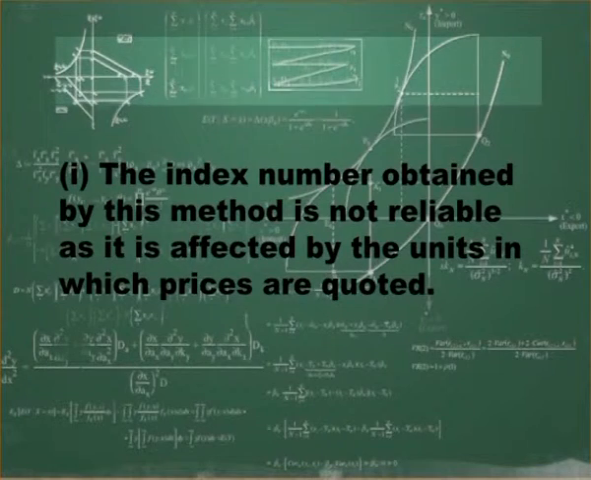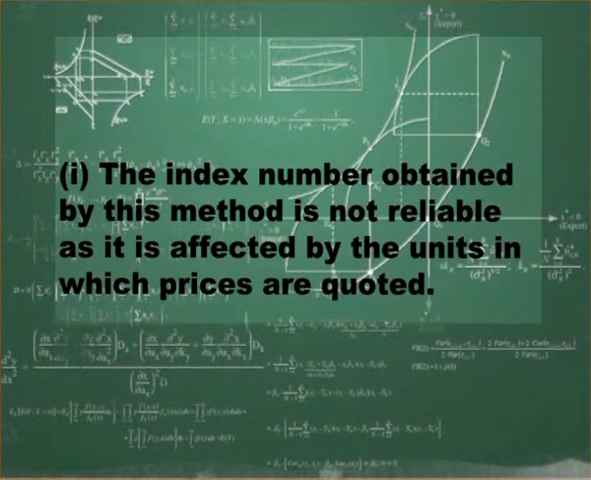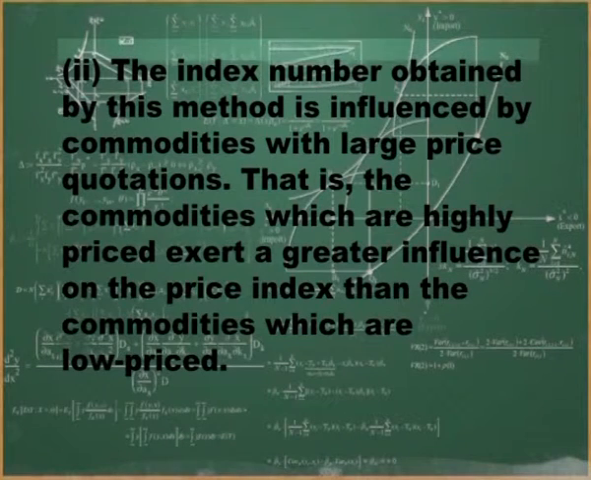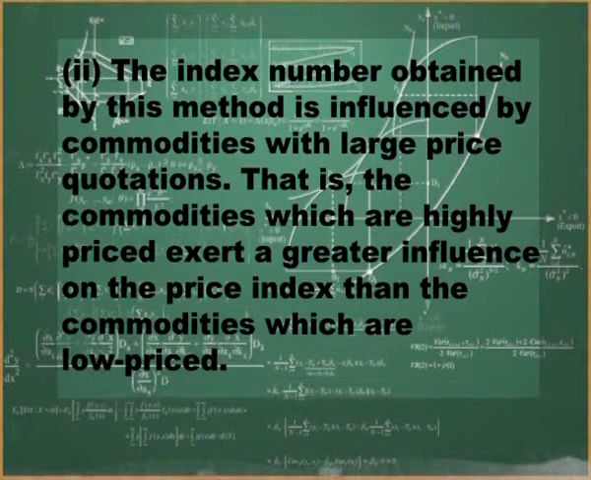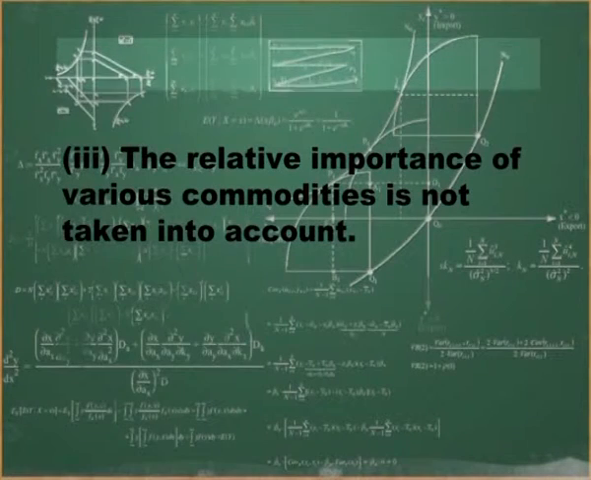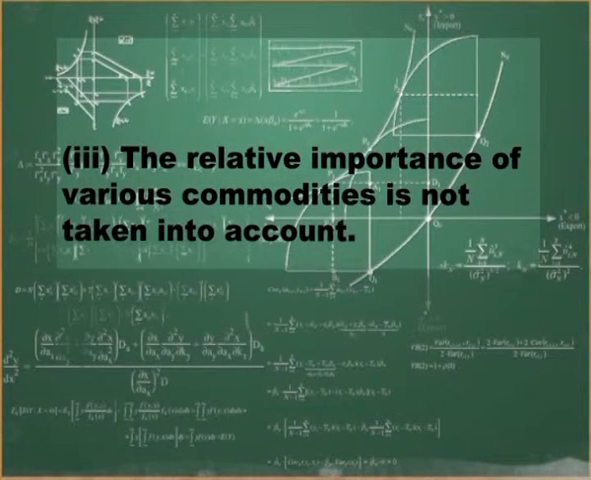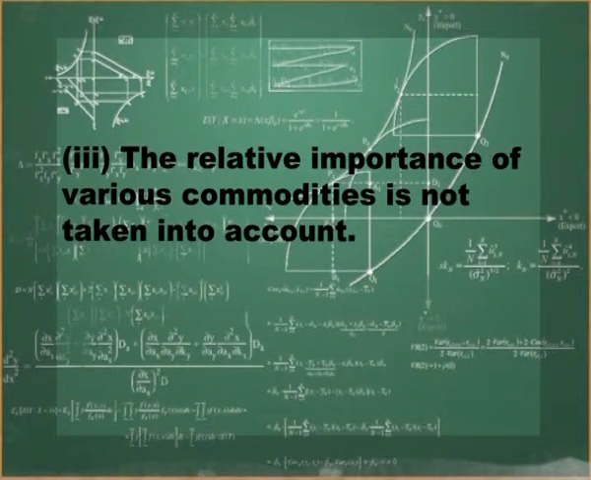First limitation, the index number obtained by this method is not reliable as it is affected by the units in which prices are quoted. Second, the index number obtained by this method is influenced by commodities with large price quotations. That is, the commodities which are highly priced exert a greater influence on the price index than the commodities which are low priced. Third limitation, the relative importance of various commodities is not taken into account.